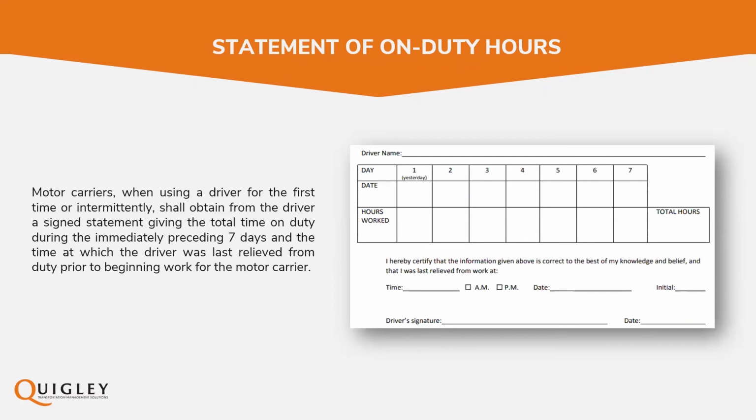Okay, so you've hired a driver, they're getting ready to start working for you, and you're getting ready to put them on the road. So one thing that you need to ensure is that they have hours available that they can drive. Now, again, it's not required to be part of the driver qualification file, but I recommend that you include this, that you have them fill out the statement of on-duty hours where they provide you the hours worked for the prior 7 days, so that you can then determine whether or not you can immediately put them behind the wheel of your vehicle, or if they may be out of hours on the 60 or 70 hour rule.